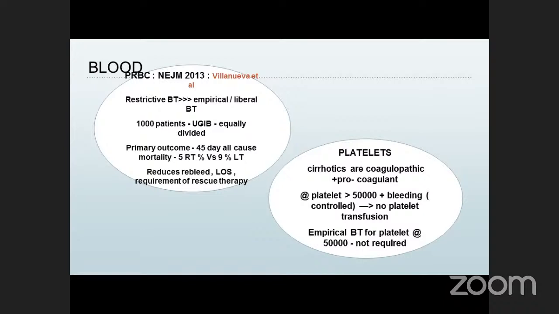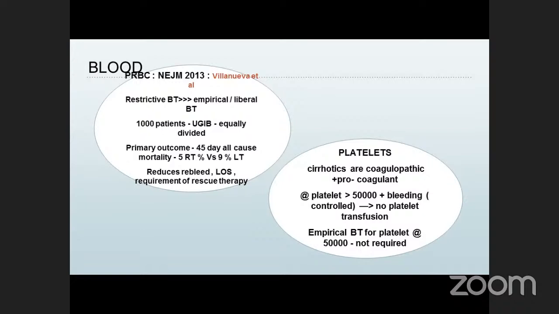So the all-cause mortality in the restrictive group is hardly 5% versus 9% in the liberal transfusion group. And the restrictive transfusion group has also shown that there is reduction in rebleed, length of stay in the hospital, and requirement of rescue therapy.